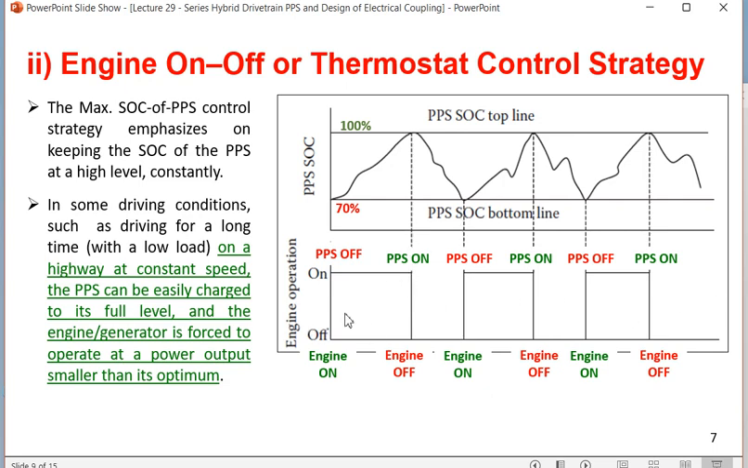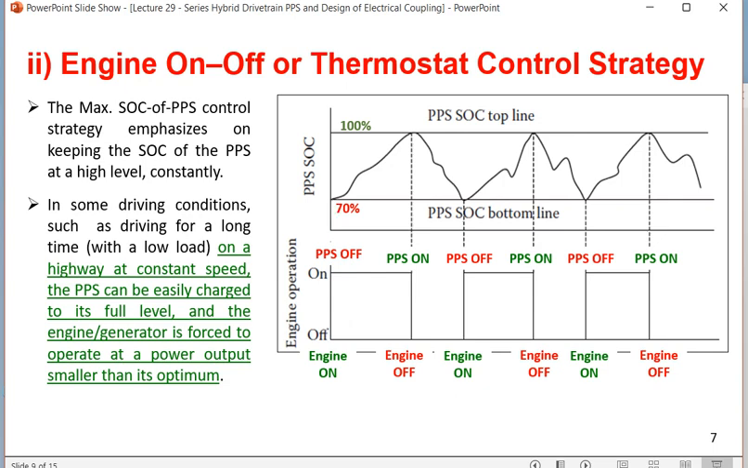What we are doing is we are initially turning the engine on. As soon as the engine is on, PPS is off. You have to understand one thing, that both the sources cannot act together. Initially the engine is on, which means the primary source is on. In that case we find that PPS is very low, that means 70% charged.